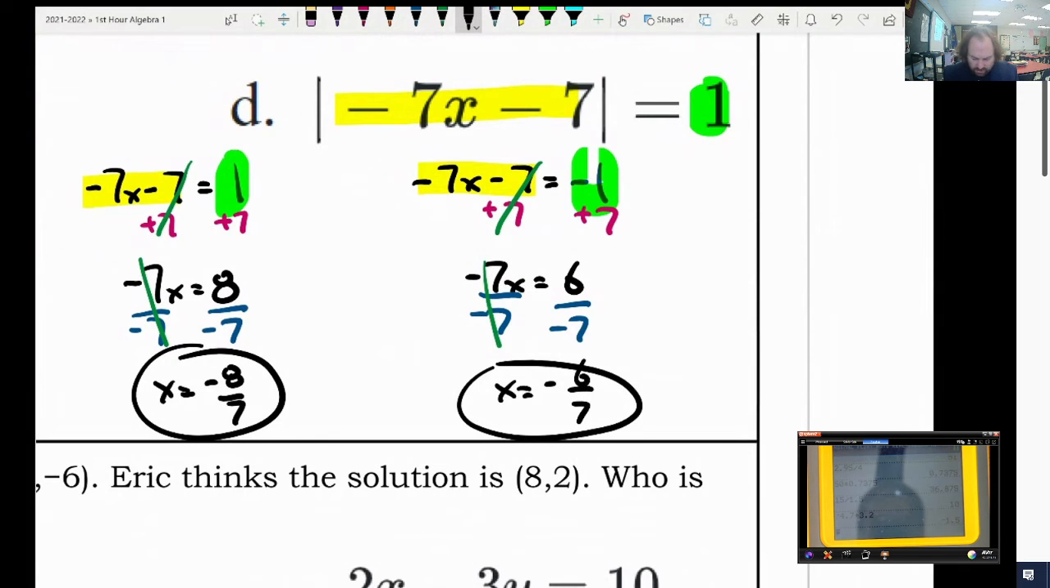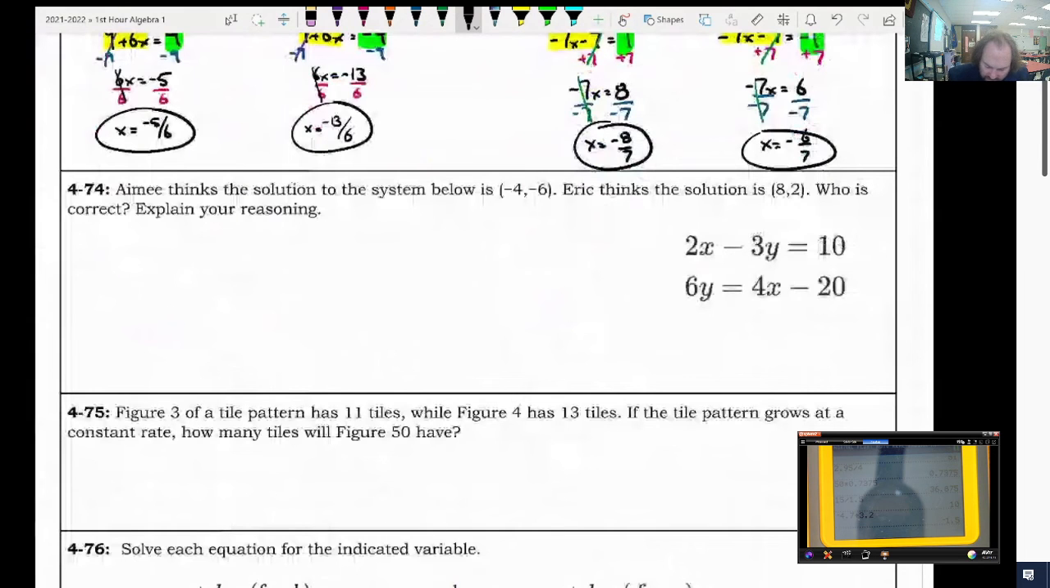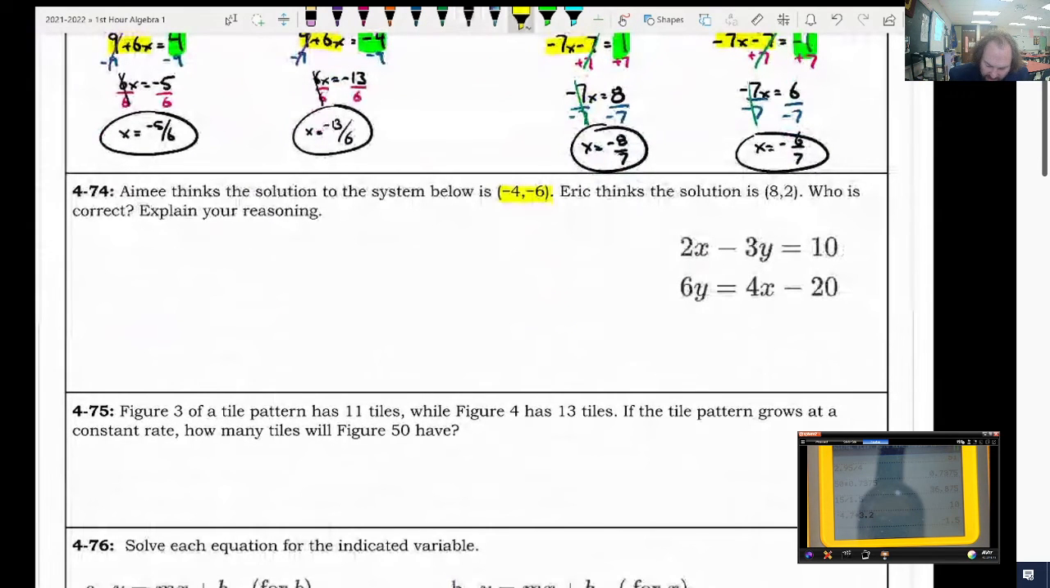Okay, next question. 474, Amy thinks the solution is negative 4, negative 6. Eric thinks the solution is 8, 2. Who is correct? Well, all we're going to do here is plug these numbers in for x and y and see if we get a correct answer. So let's check Amy first.